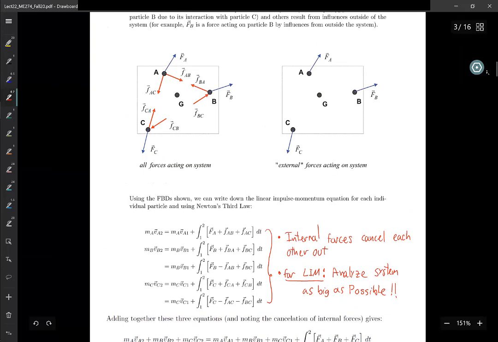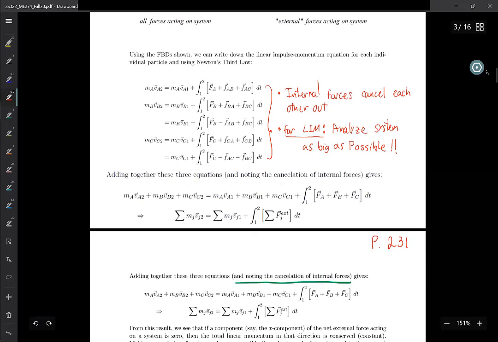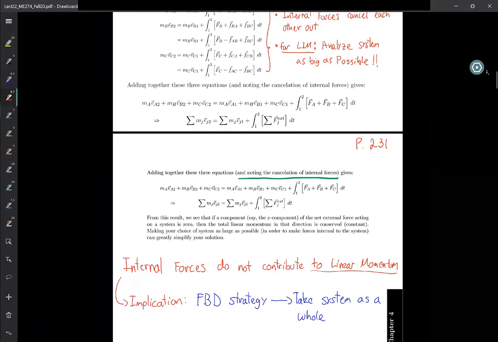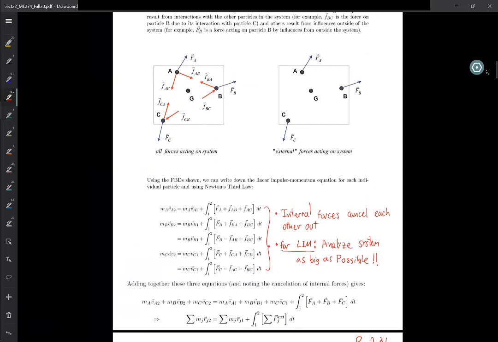Then I very quickly said that when you have a system of particles, you have some internal forces, but internal forces don't contribute to the change of momentum. And the homework that is due tonight is such a system of particles. It's just that one is on top of the other, as opposed to this more abstract way of showing it.